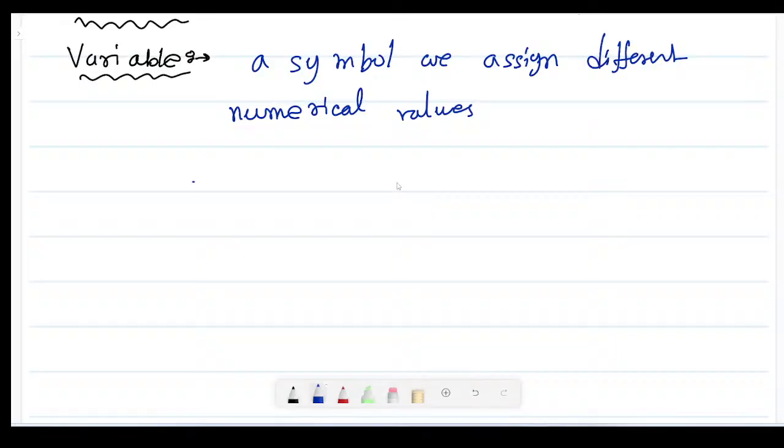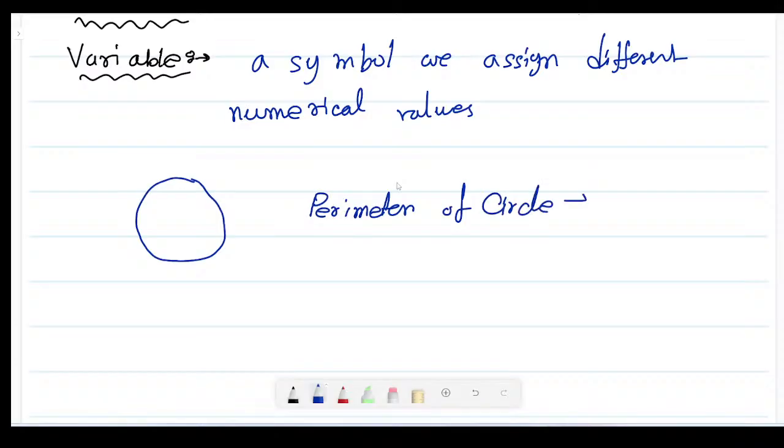Like we know that the perimeter of a circle is 2 pi r. So here r is the variable. Why? Because we don't know the radius of the circle. It may be 2 centimeter, it may be 1 meter, it may be 3.5 inches, anything. So we assign different values to this variable.